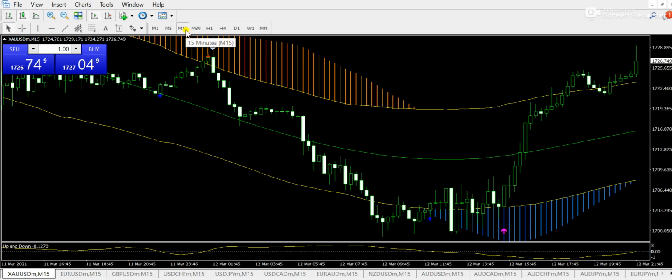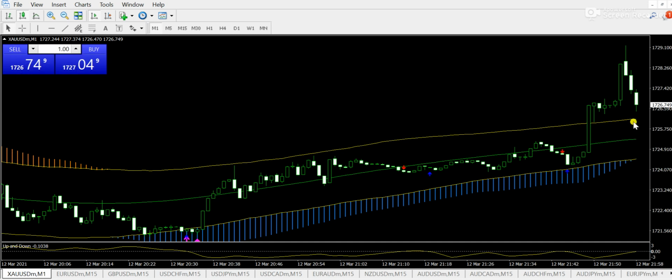Okay guys, please note down one thing: on the currency pairs and even on gold, I use it on the 15-minute time frame. But on gold, you also have an option to use it on 1 minute as well. For example, you can see on the 1 minute, the last signal was a sell signal, but after that the market has gone down, and these arrows don't repaint. I'm again repeating, these arrows don't repaint.